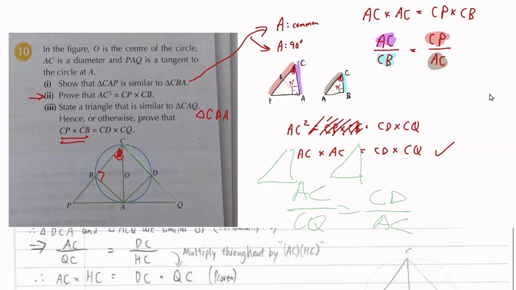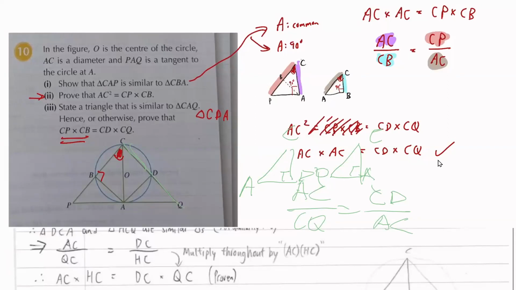Then label the parts. C, A, D. C, A, Q. Wait, where's the A? Where's the Q? A, Q. Okay, that makes more sense. Yes. And then as a result, are you convinced that AC over CQ equals CD over AC?